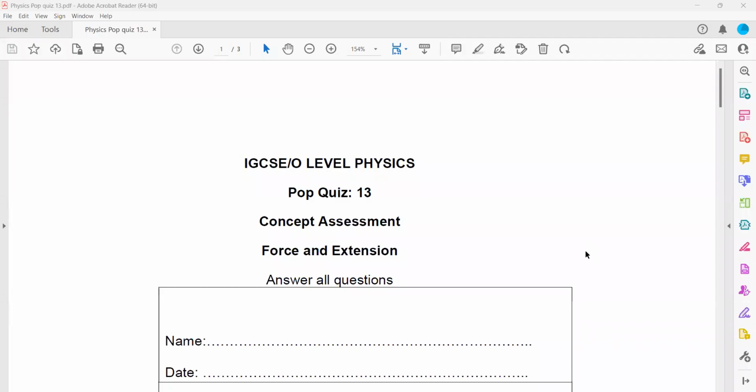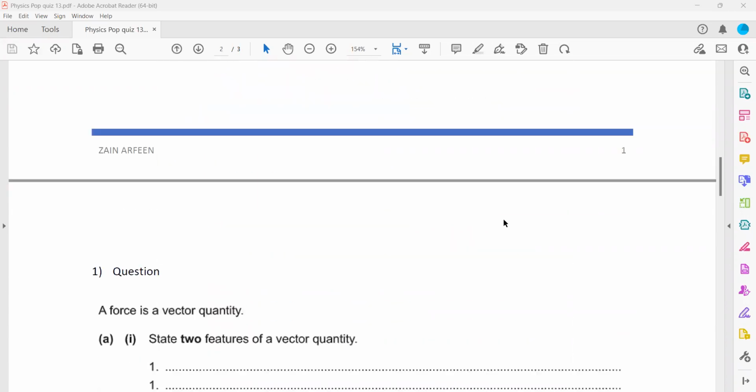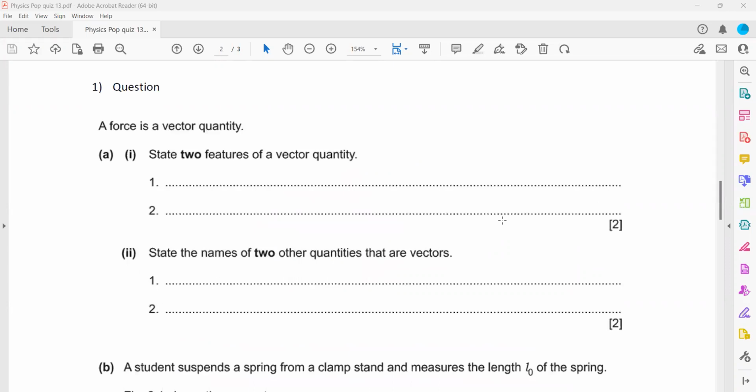So we'll start with the pop quiz 13 discussion, which was mainly related to force and extension. In the first part of the question, state two features of a vector quantity. A force is a vector quantity. What are the features of a vector quantity?